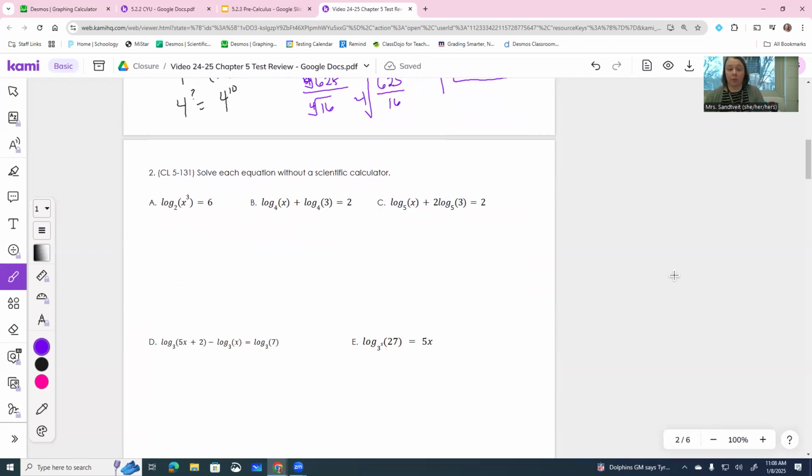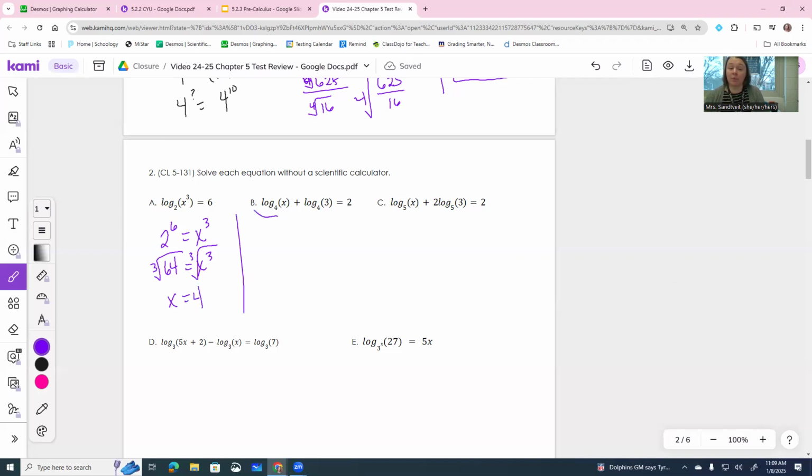Okay, so moving on to these equations, we're asked to solve without using a scientific calculator. So I'm going to start like this one. I'm going to rewrite it in exponential form. So 2 to the 6th equals x to the 3rd. 2 to the 6th is 64 equals x to the 3rd. And so then I can think in my head what to the 3rd is 64, or you could think of it as taking the cube root of 64, which would be 4.